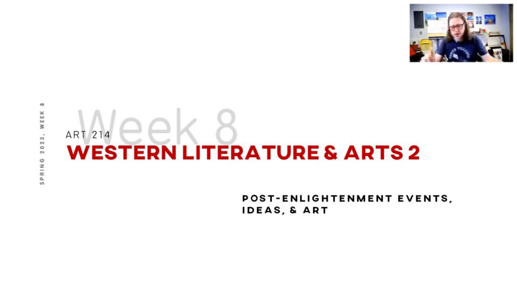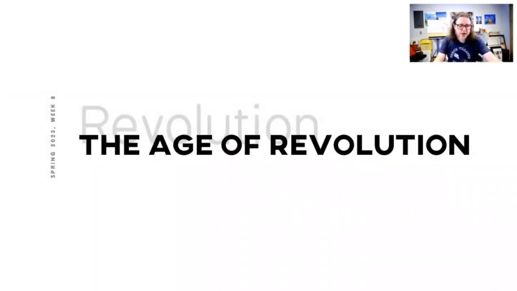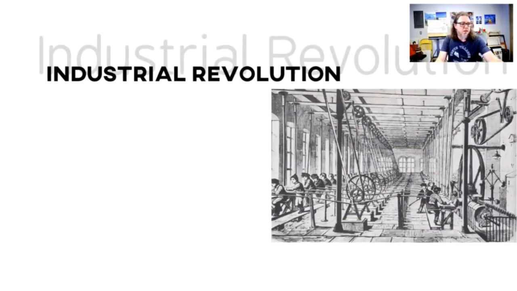All right? Cool. So let's move on then to a period of time that is often referred to in Western history as the Age of Revolution. Why this was the case was that there were a lot of different revolutions that happened in Western civilization. The first one that we'll talk about is the Industrial Revolution.